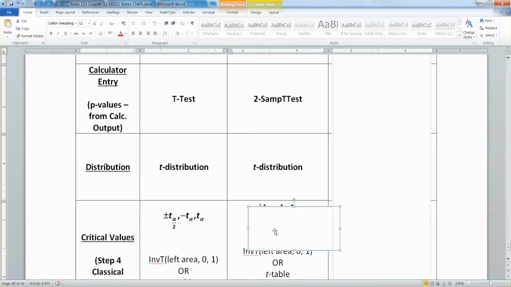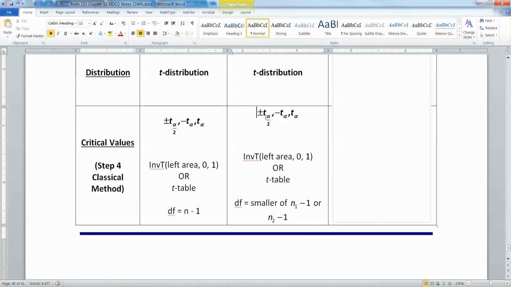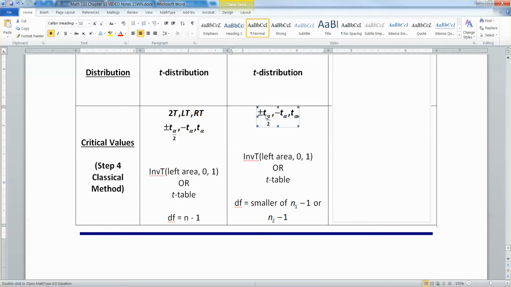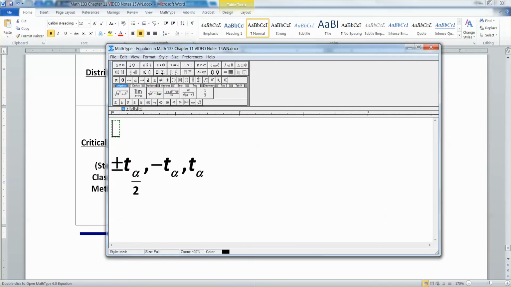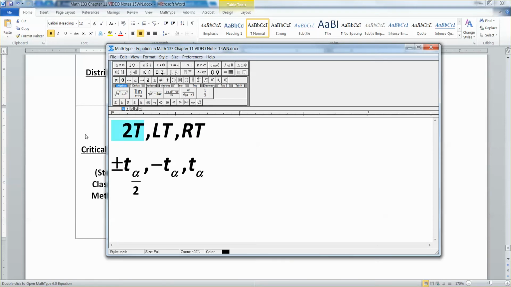So it still has the same critical values of plus or minus t alpha over 2, and negative t alpha, positive t alpha. Again, that's a two-tailed, a left-tailed, and a right-tailed. There, and I'll add that in to make it really clear. So it's two-tailed and actually a confidence interval as well, because confidence intervals use the same thing as the two-tailed test. So it's two-tailed slash CI, and then left-tailed and right-tailed. So here, there we go. And left-tailed and right-tailed. Okay.